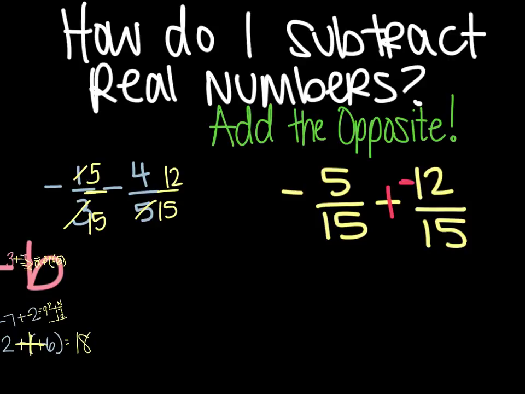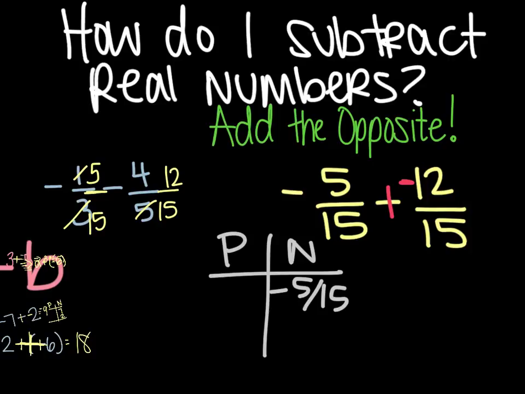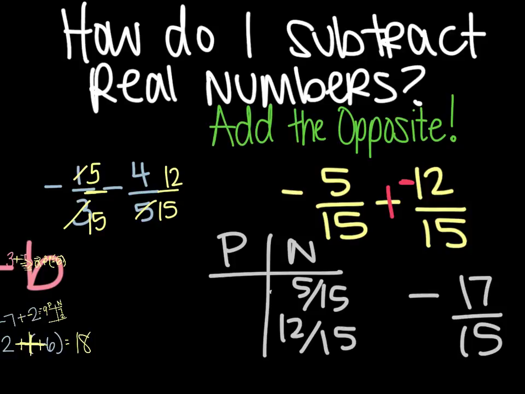And I have -5/15 and -12. Don't need that negative sign there. And 12/15 is negative. So my scoreboard then is going to be winning, negative wins, by 17/15. So there's my answer. You could also change it into a mixed number of -1 and 2/15.